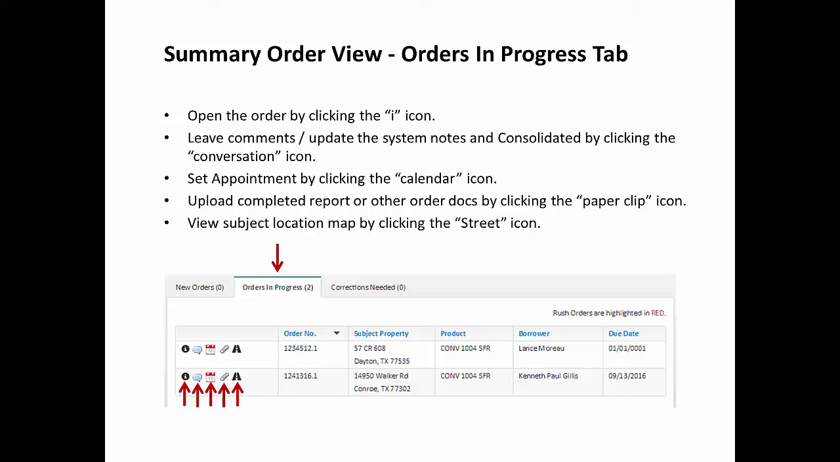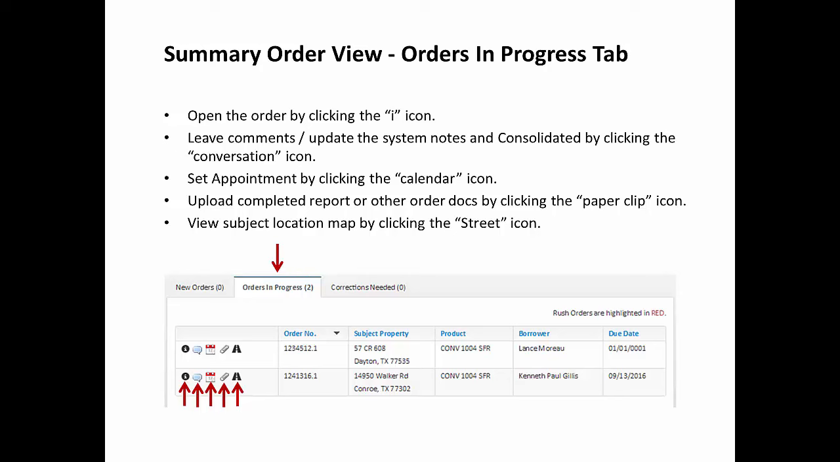The eye icon will open the main order view. The Conversations icon will allow you to send updates and comments to us. The Calendar icon allows you to update your established appointment date and time. The Paperclip icon is where you can upload your completed appraisal report. And the Street icon is a way for you to see an aerial view of the subject property.